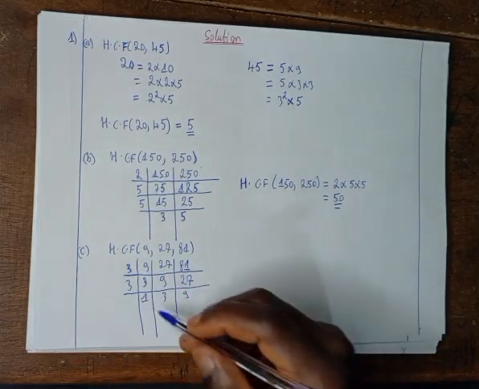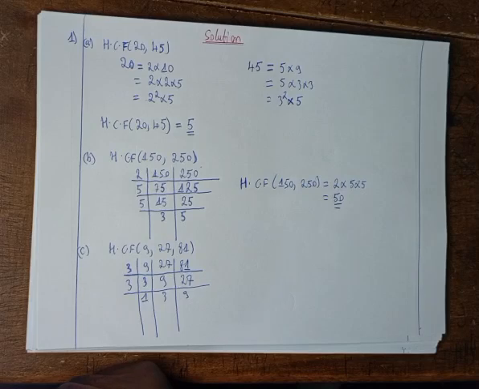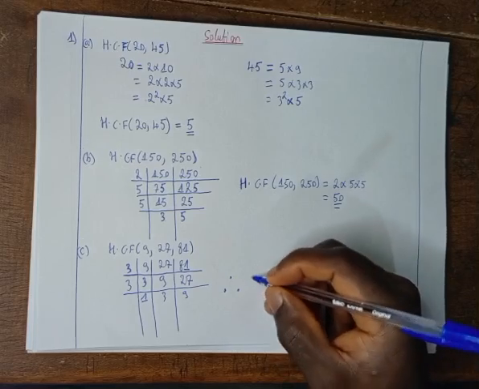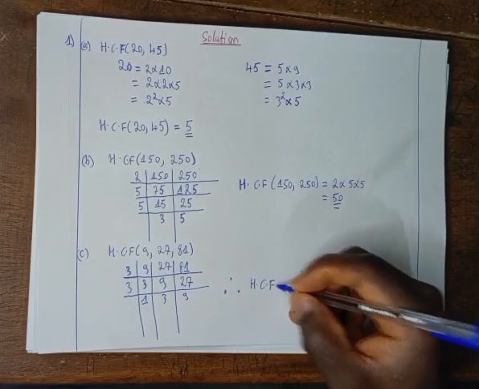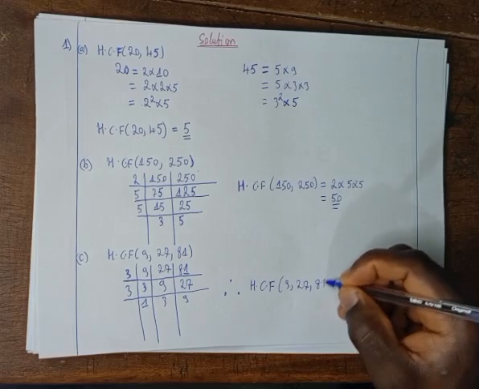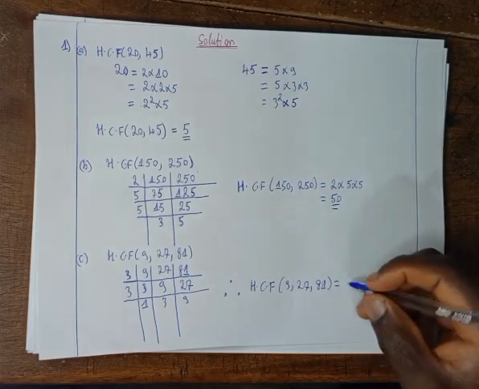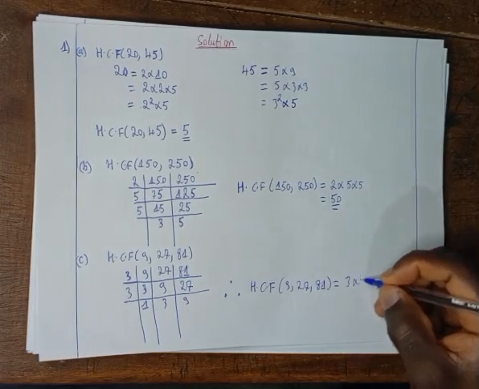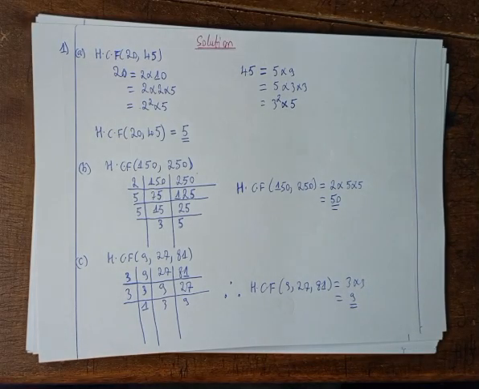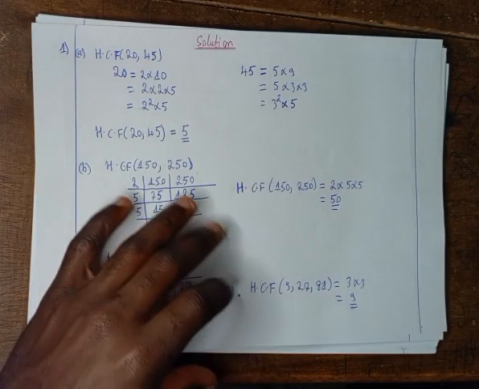At this level, we have 1, 3, 9. There is no prime factor which is common. So we can conclude, therefore, the H.C.F of these three numbers, 9, 27, 81, is simply equal to 3 times 3, which is equal to 9. And we are done with question 1.